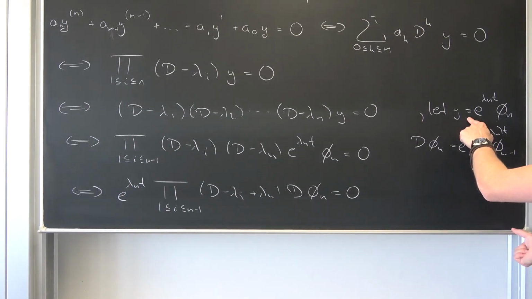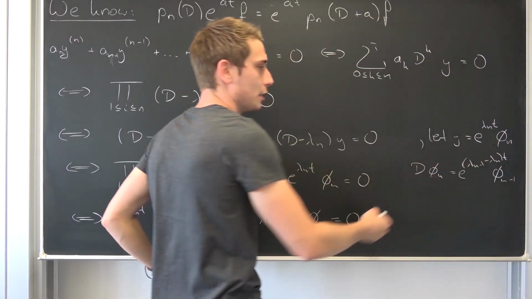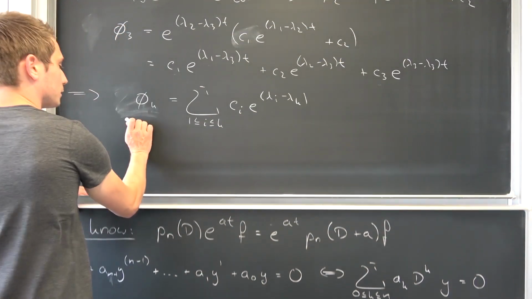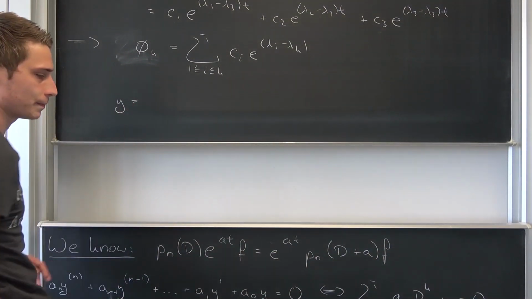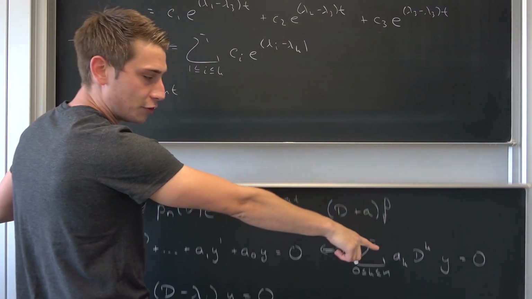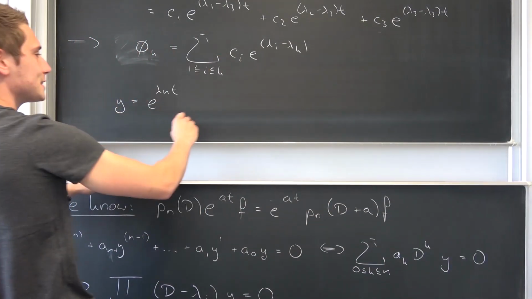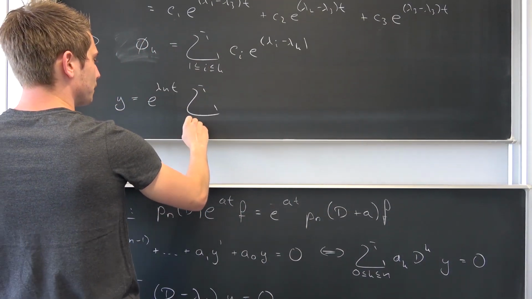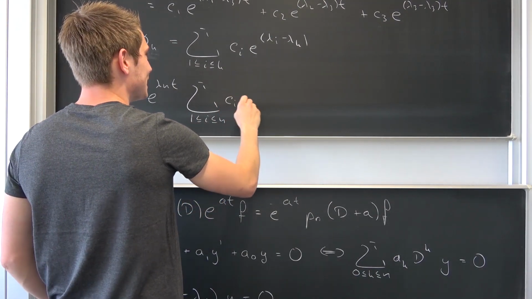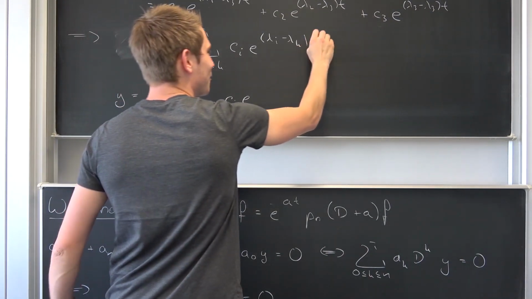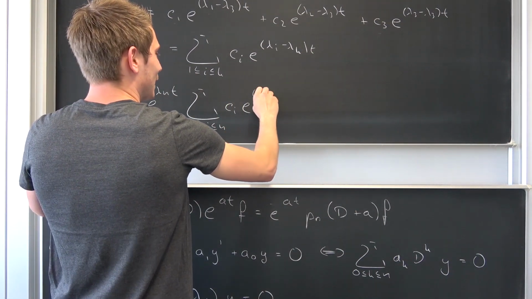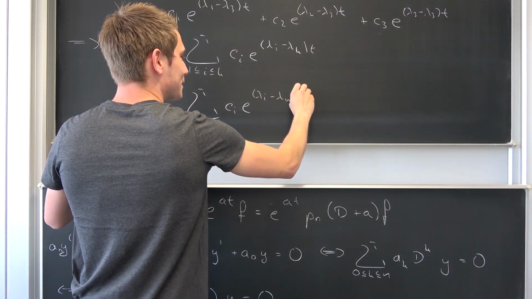Well, y is nothing but this right here. y is just the nth phi times e to the lambda n t by our first definition. Meaning this is e to the lambda n times t. Then phi n is by this definition nothing but our sum running from 1 to n of c_i e to the (lambda i minus lambda n) times t. Okay, and I forgot the t right here. I'm terribly sorry. Oh, this is so cool.